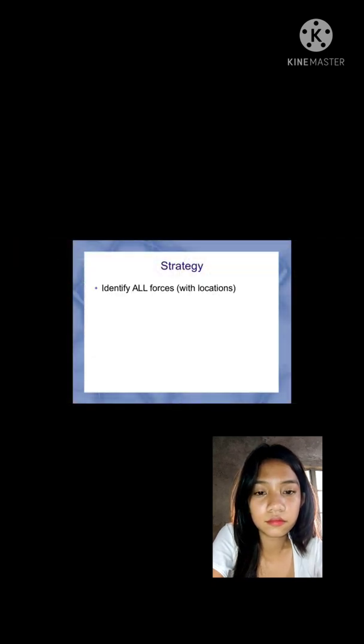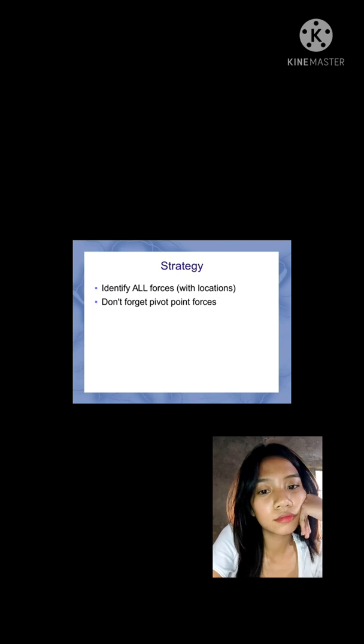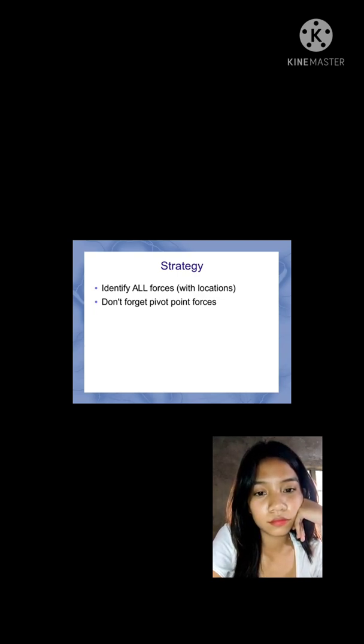Static equilibrium problem is to identify all forces with their locations. If you accidentally leave some forces out, you could end up getting the wrong answer. And this is the same as when we had force diagrams back in motion in 2 dimensions. Don't forget your pivot point forces. Sometimes there are forces holding a particular pivot point as a fixed point, and there's got to be forces to do that, even though we may not think of them as being applied forces at that point.